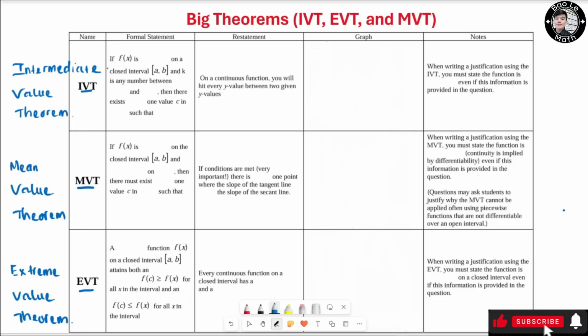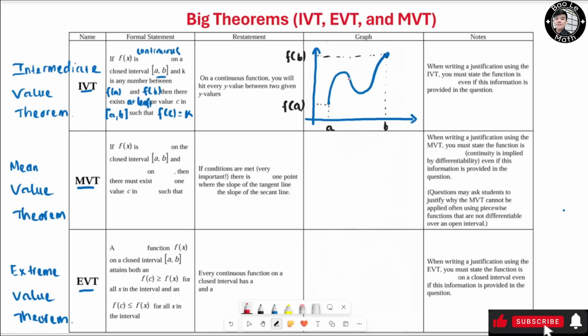Now for the IVT: if the function f of x is continuous on a closed interval [a, b], and k is any number between f of a and f of b, then there exists at least one value c in the closed interval [a, b] such that f of c equals k. So let's get the figure.